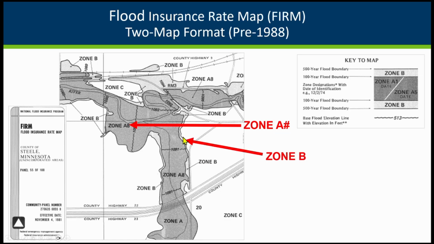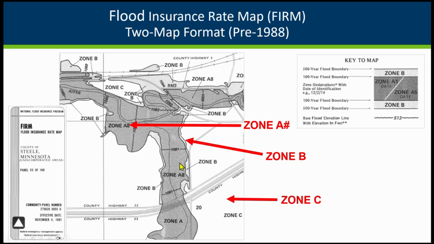The B zone is what we refer to now as the shaded X zone. And that B zone is usually the 500-year floodplain. In more recent maps, that B zone can also be the 100-year floodplain that's less than a foot deep, or that's draining less than a square mile. And it also can be areas that are protected by some kind of flood control project. And then the C zone is what those earlier maps called that unmapped area, the lower risk area.